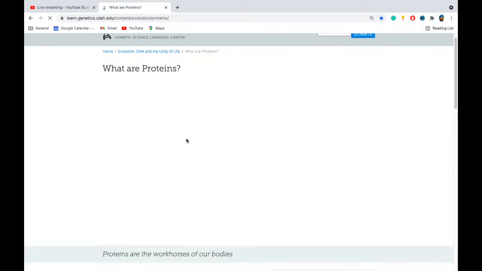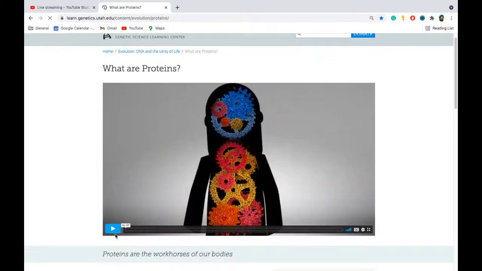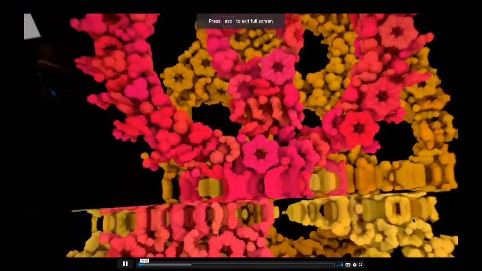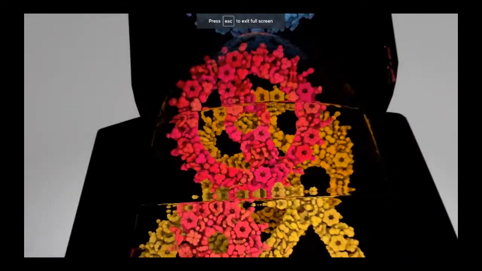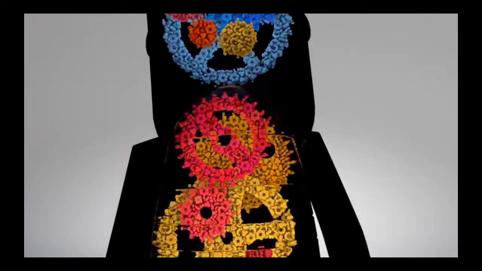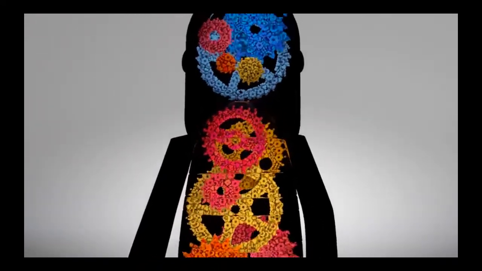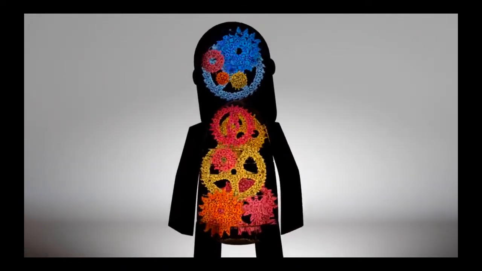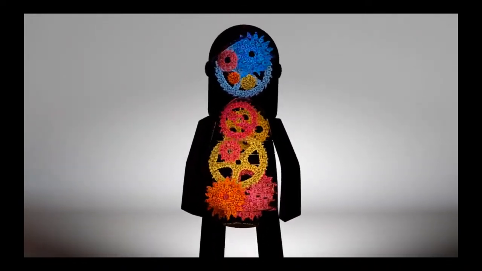Let's discuss what our proteins are then. Proteins carry out most of the body's functions, and they make up the bulk of its structure, from hair and fingernails to bone and muscle. In fact, nearly everything in our bodies is made from or by proteins.